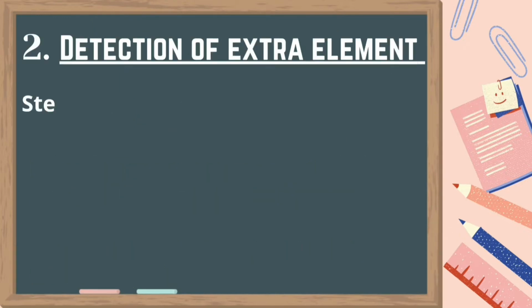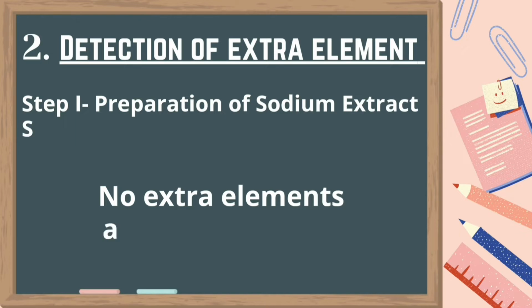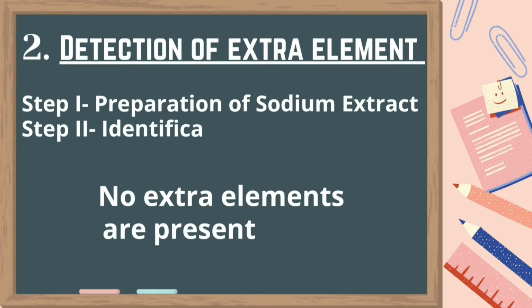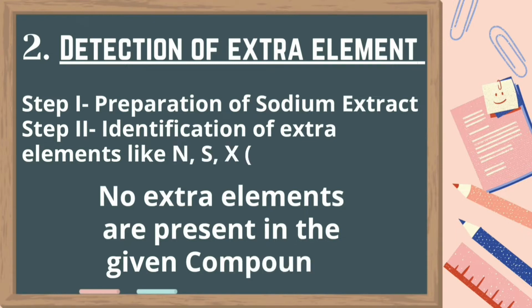Detection of extra elements. Step 1: preparation of sodium extract. For this you can watch my previous videos. In step 2, by using sodium extract we can perform different tests for extra elements like nitrogen, sulfur and halogens. So in the given compound all the extra elements are absent. Nitrogen, sulfur and halogen all are absent.